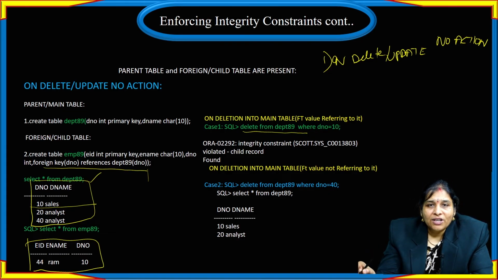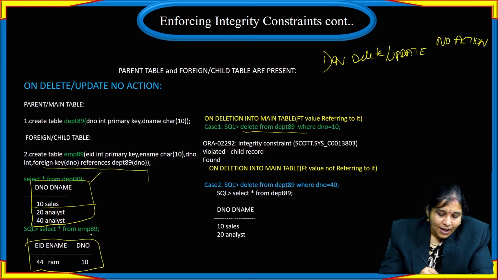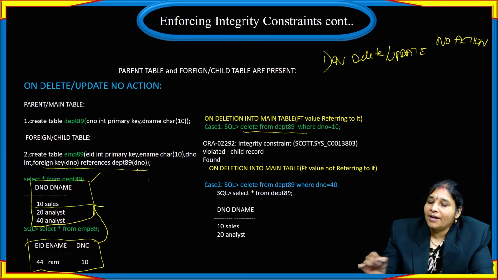What does this mean, no action? Whenever any foreign table or child table is referencing the main table, if I do not specify anything during table creation, it means no action. What does no action mean? Whenever a child table is referencing the main table, you are not supposed to delete that value. You are not supposed to take any action on the main table whenever any child tables are referring to it. So here one child table is referencing, and that department number is 10.